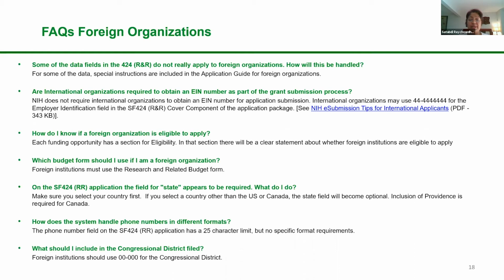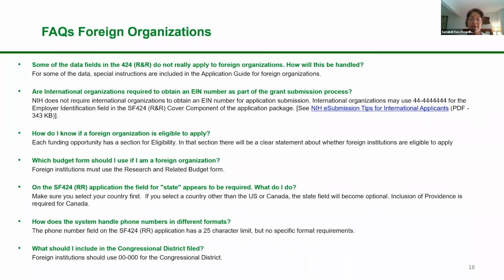What budget forms should I use if I'm a foreign organization? If you're a foreign organization, you always have to apply using the Research and Research Related forms, and you have to submit a detailed budget. On the SF424 application, the field for state appears to be required. What do I do? Make sure you select your country first. If you select a country other than US or Canada, the state field will become optional, and it will be grayed out for you.